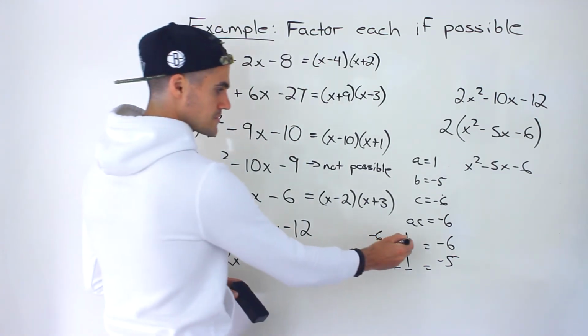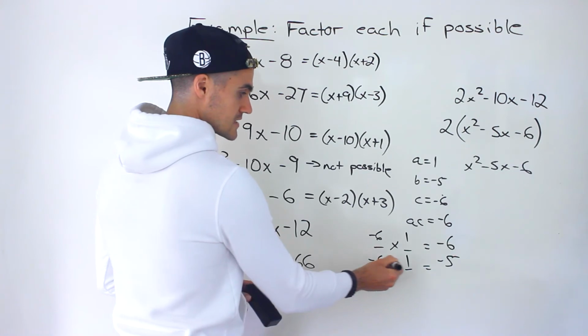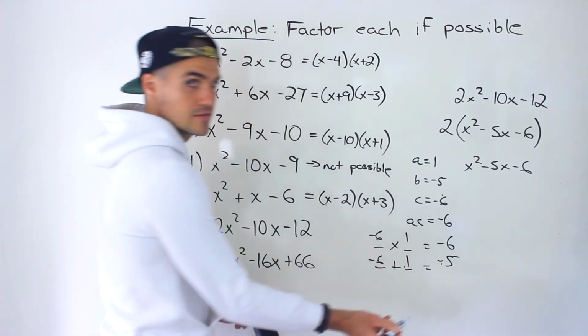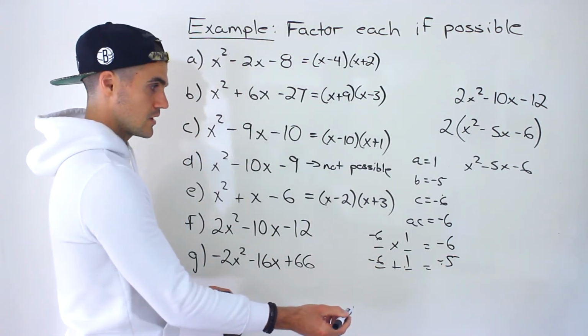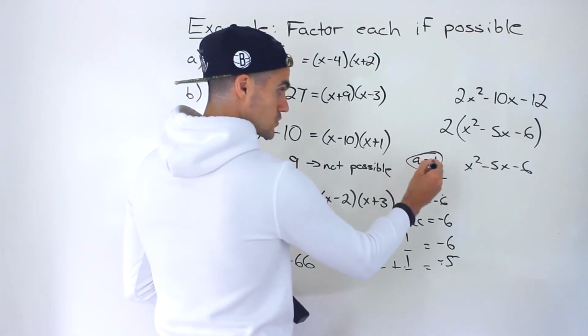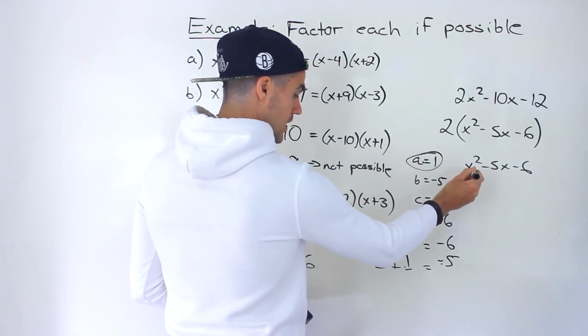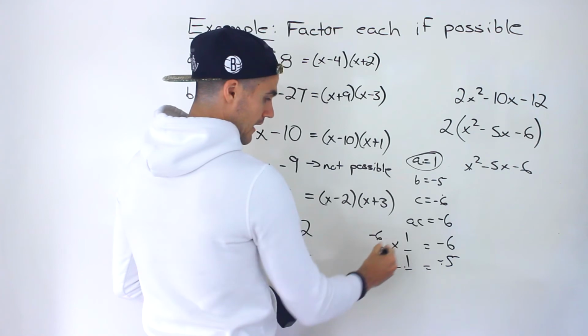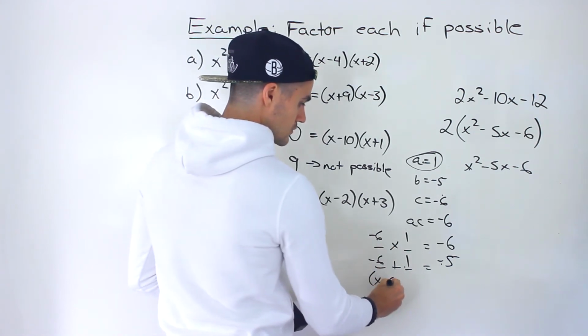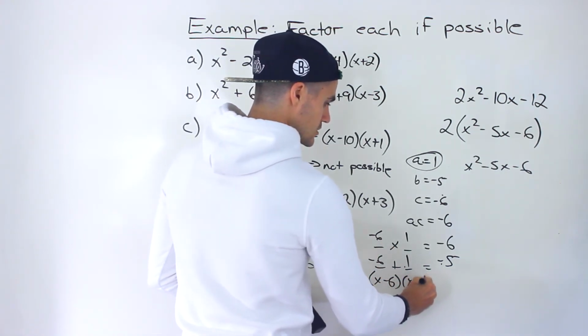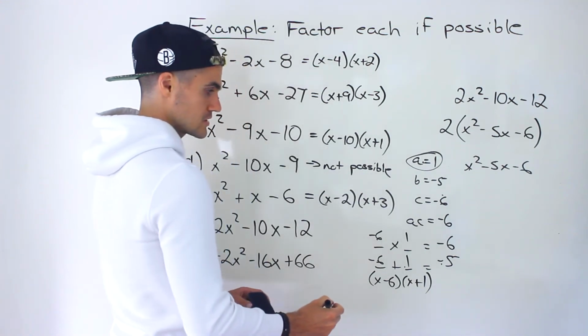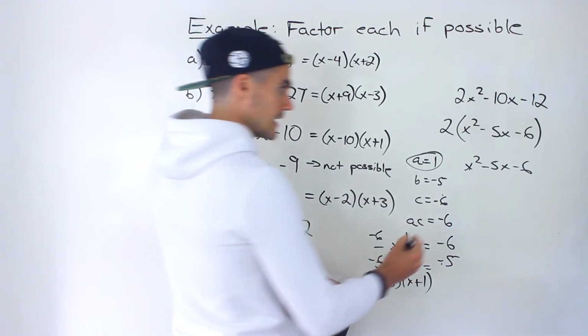Right? -6 times +1 gives us -6. -6 plus 1 gives us -5. So those are the two numbers. Because the A value is 1 here, for this quadratic we're looking at, we know that the final answer is just going to be those two values. Okay, but as usual, let's go through the full process and see if we get that.